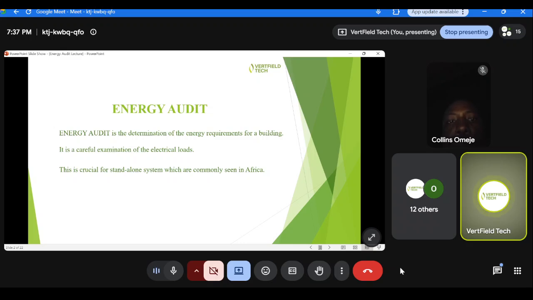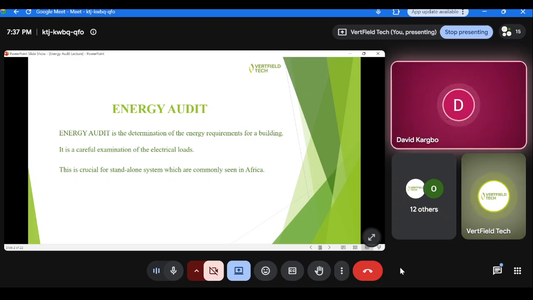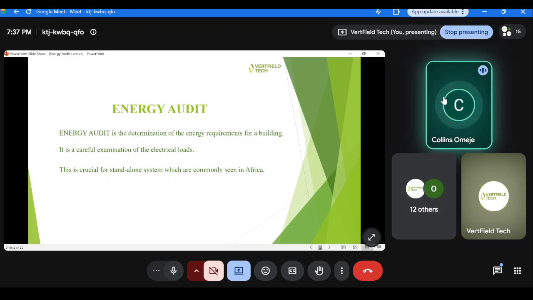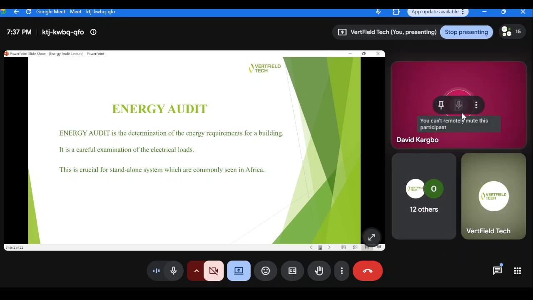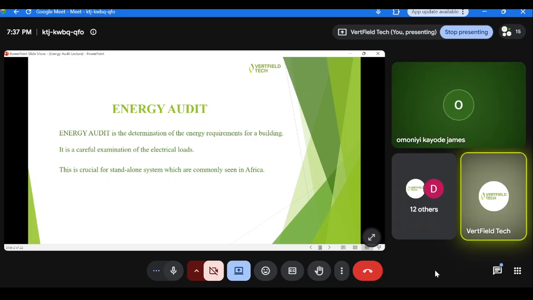Mr. Collins, what can you see on the screen? I see energy auditing. Auditing is the documentation of the energy requirement for a building. It is a careful examination of the electrical loads. That's okay, Mr. Collins. Thank you, sir. David, you can mute yourself, please.